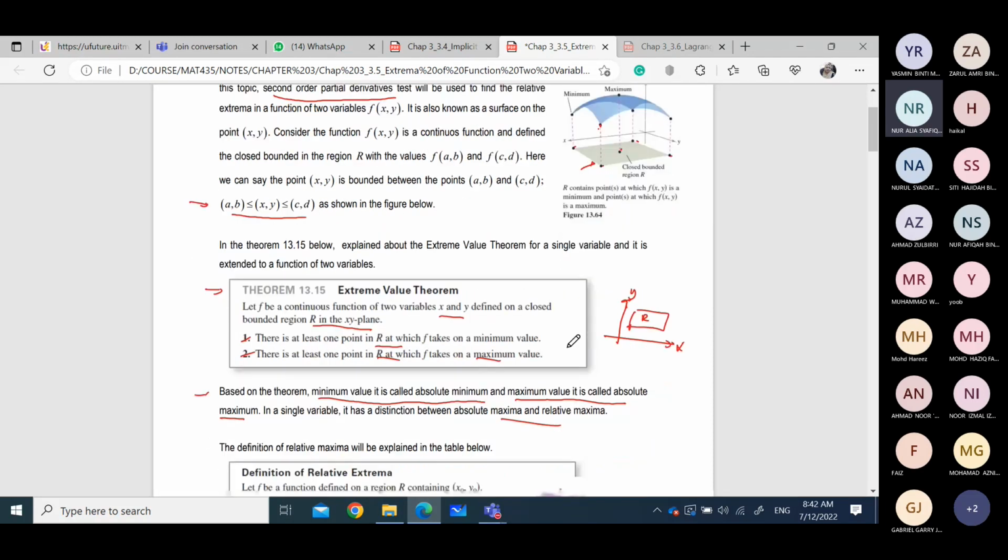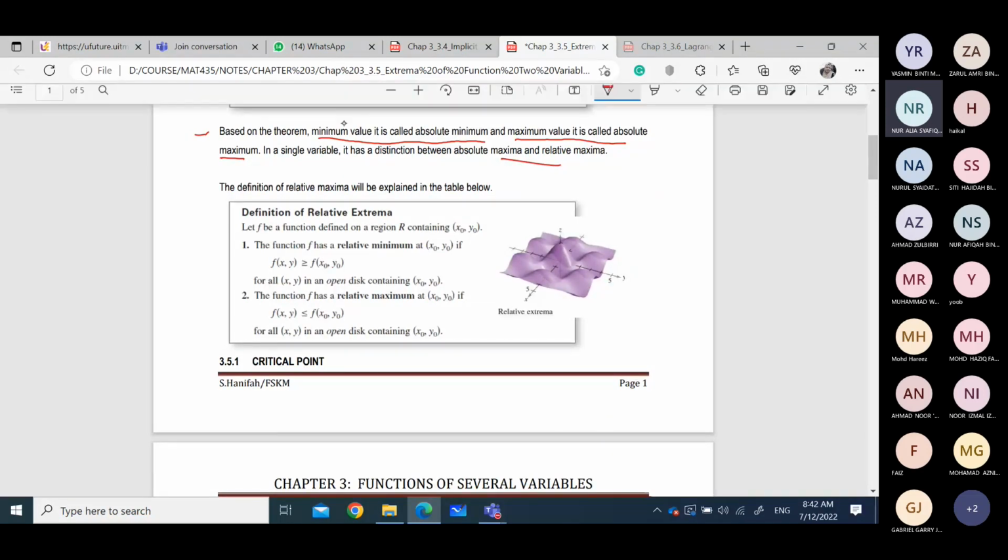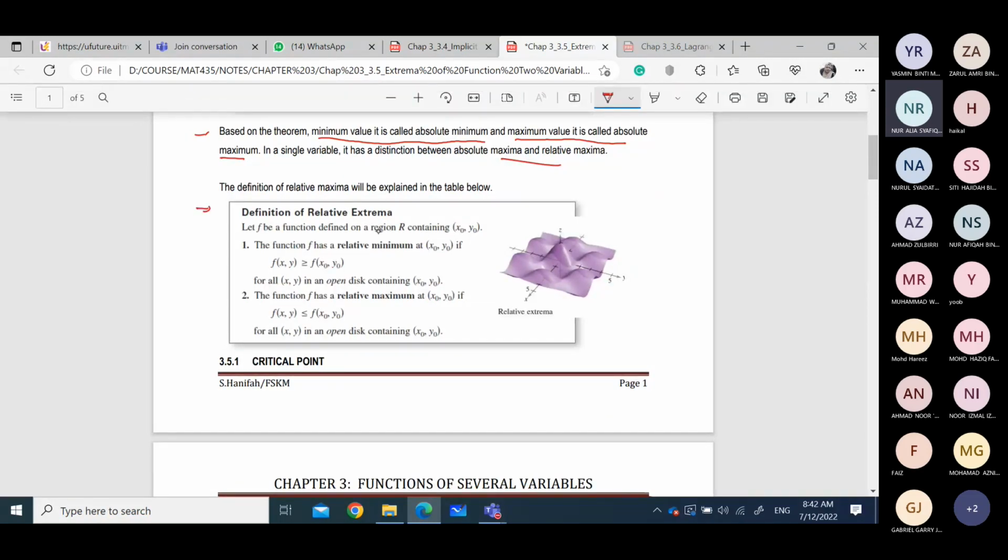Okay, so let's look at this one. The definition of relative maxima will be explained in the table below. Here we have a definition about relative extrema. Let f be a function defined on region R containing x naught, y naught.